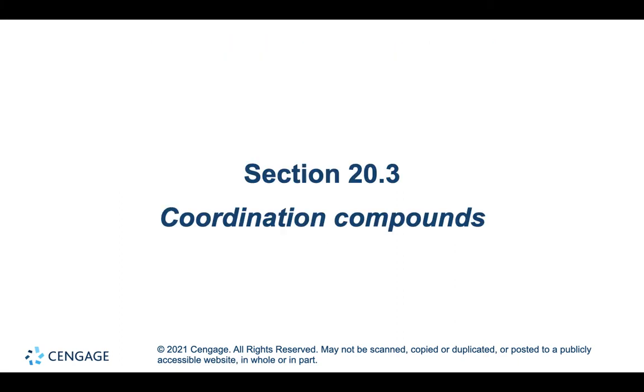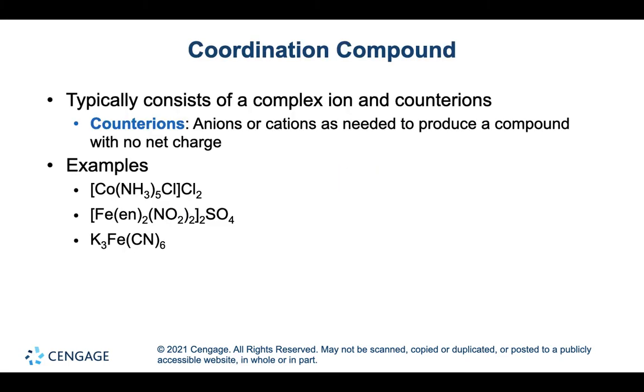Okay, moving on to section 20.3, we look at coordination compounds. A coordination compound is going to be a complex ion, and then that complex ion is going to have counter ions. By counter ions, if the complex ion is a cation, it needs anions to be its counter ion. If the complex ion is an anion, it needs cations to be its counter ion. So a complex ion will have counter ions, and those are the ions that give it the 0 overall charge.